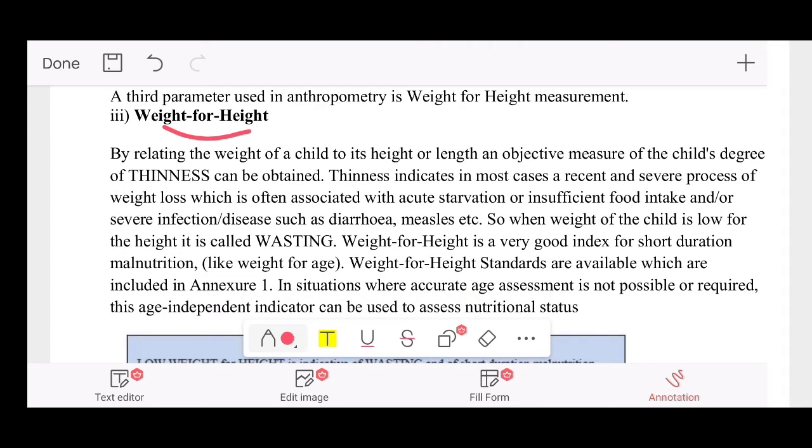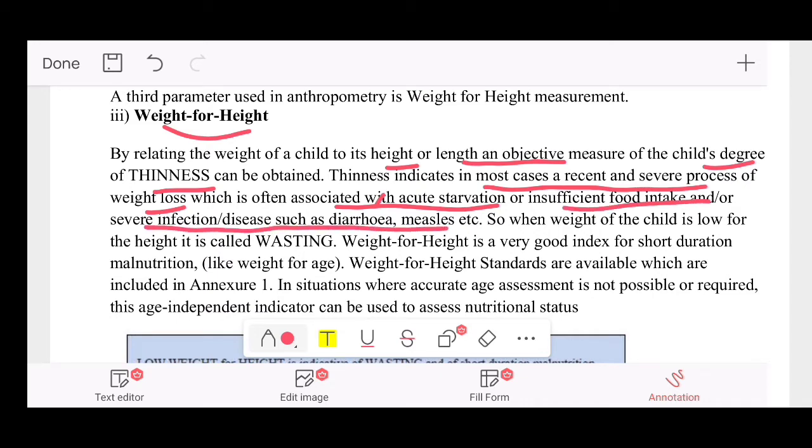By relating the weight of a child to its height or length, an objective measure of the child's degree of thinness can be obtained. Thinness indicates in most cases a recent and severe process of weight loss, which is often associated with acute starvation or insufficient food intake and/or severe infection or disease such as diarrhea, measles, etc. So when the weight of the child is low for the height, it is called wasting.